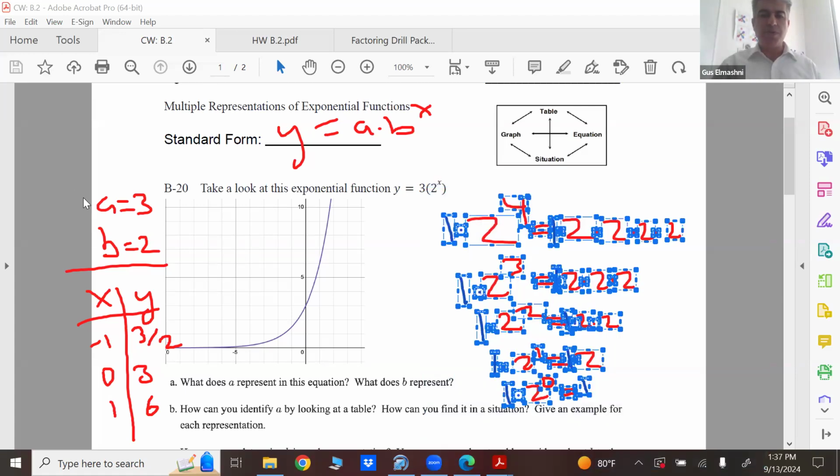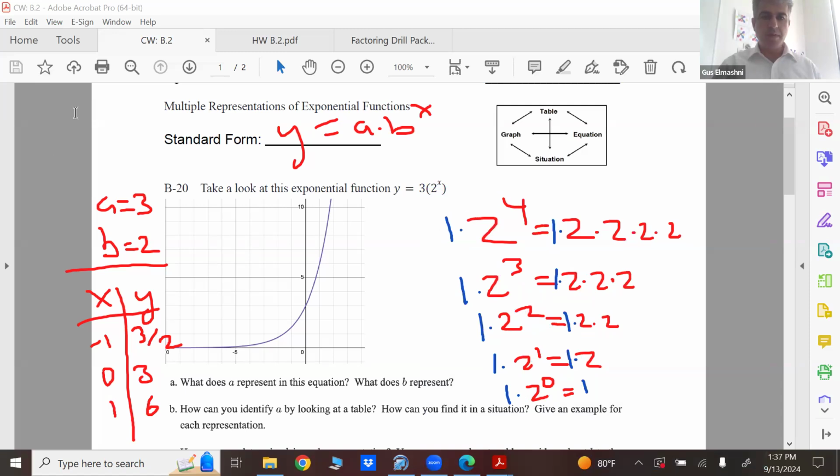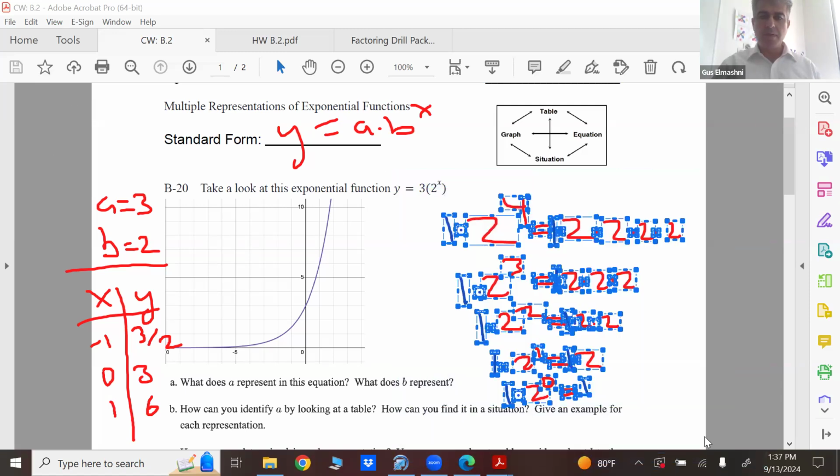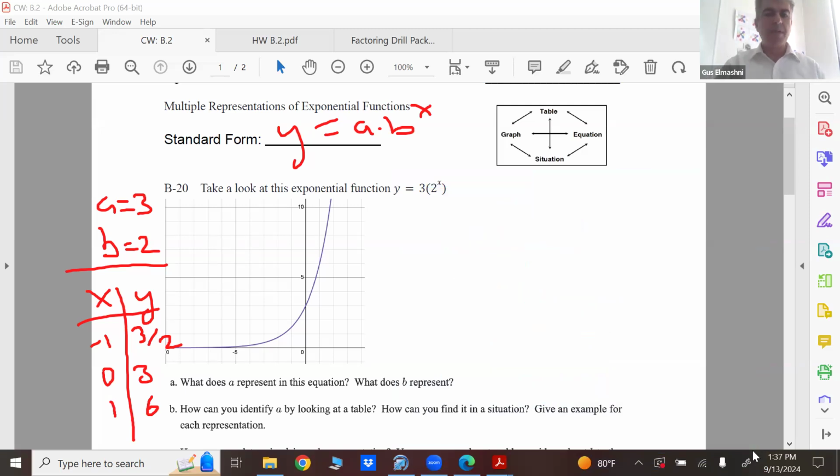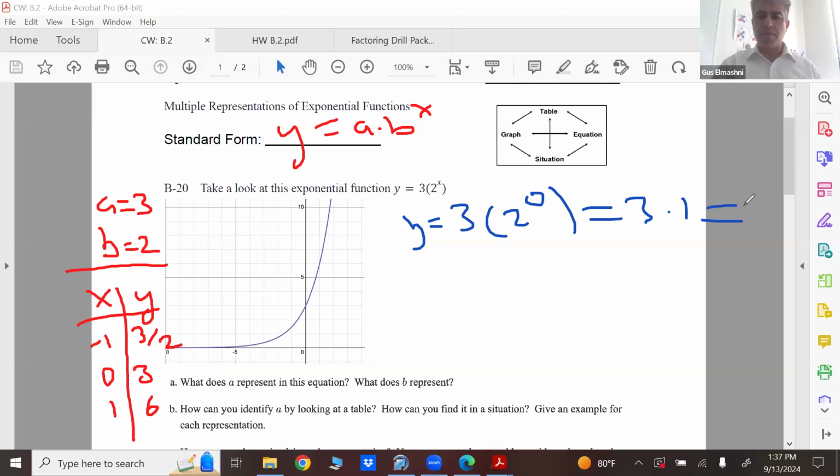So when I plug in 0 into the equation, hold on, let me erase that. Sorry, that's what I meant to do. There we go. When I plug in 0 into the equation, that's 3 times 1, which of course is 3. What if I plug in 1 for x? I get 3 times 2, which of course is 6, right?